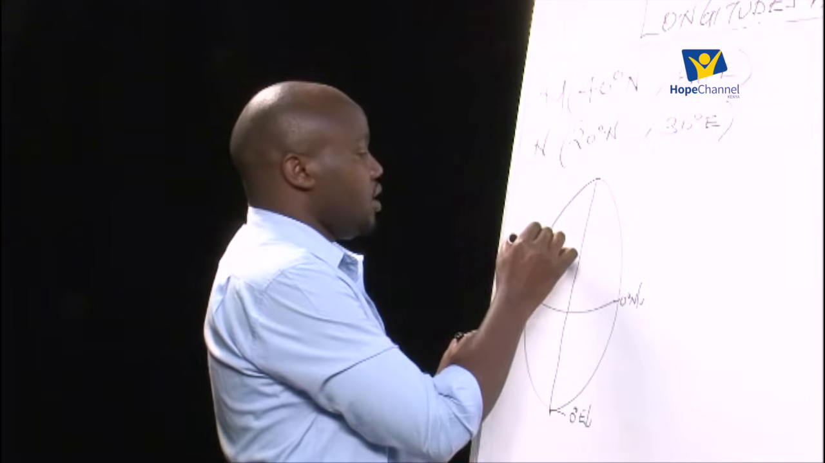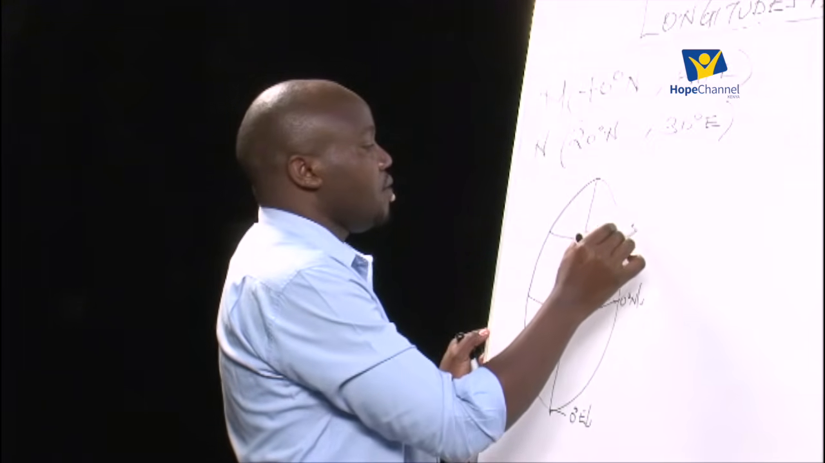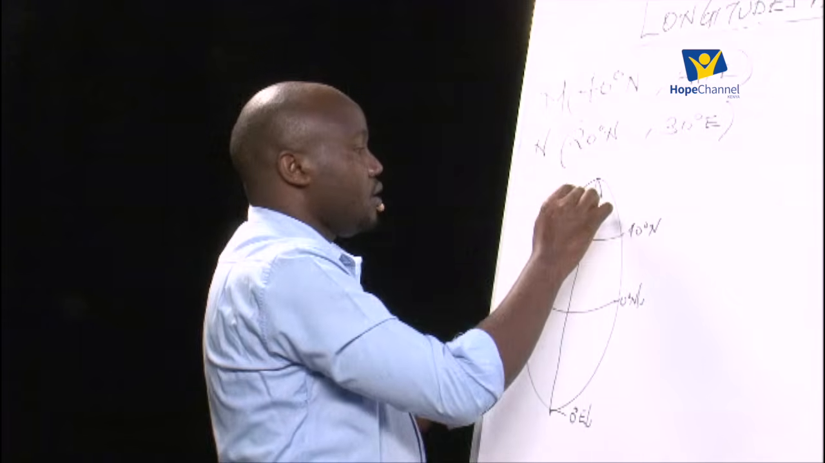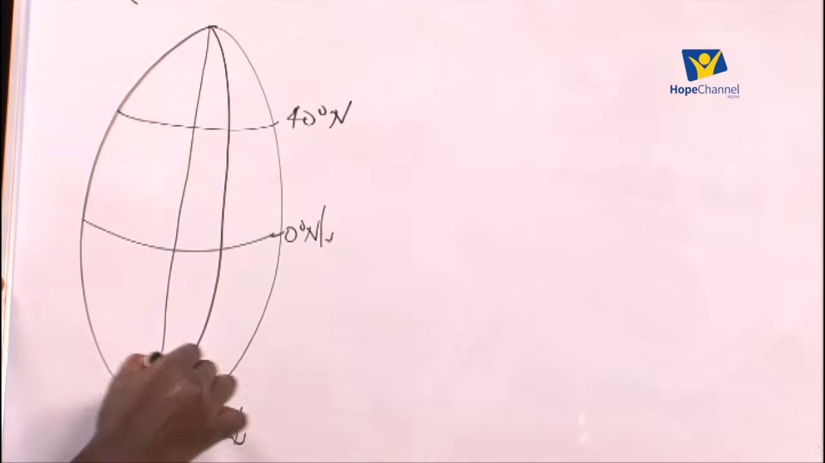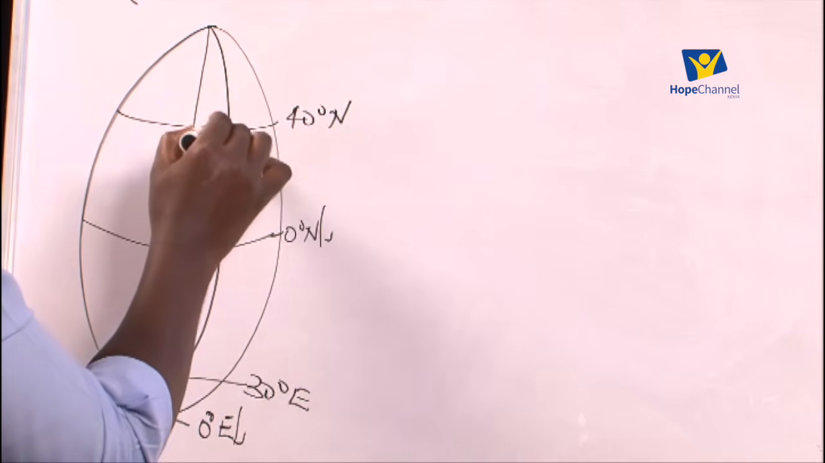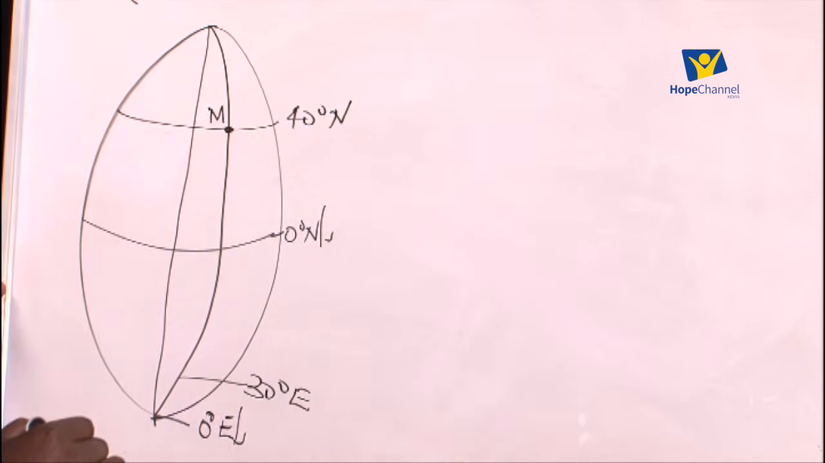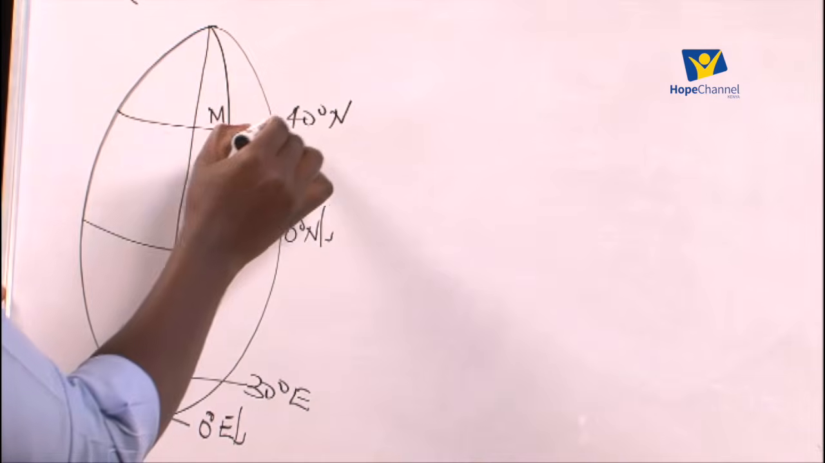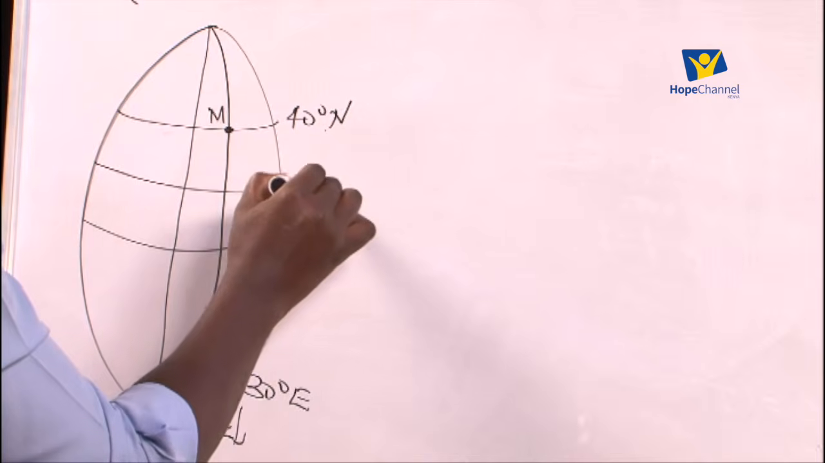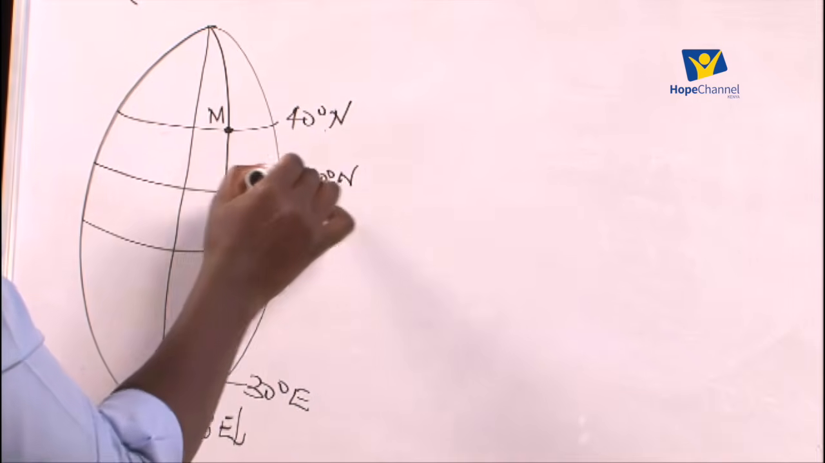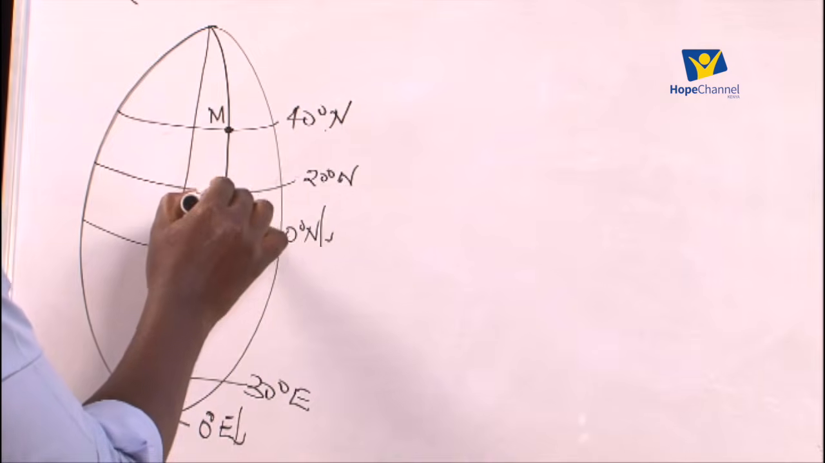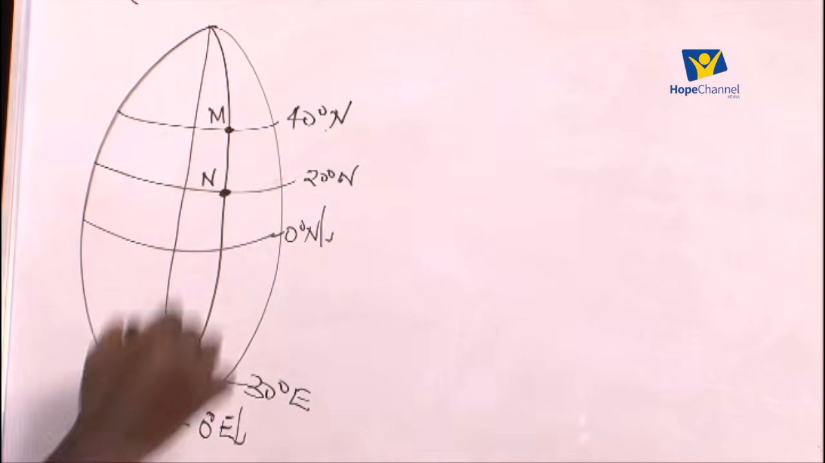Now my 40 degrees north approximately should be there, and 30 degrees east. This is 30 degrees east. So the point of intersection marks my point M. Then 20 degrees north is below 40, therefore probably there, 20 degrees north, and the same longitude, which is 30 degrees east. So the point of intersection is point N.